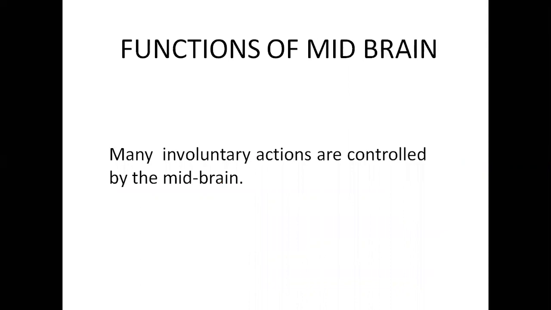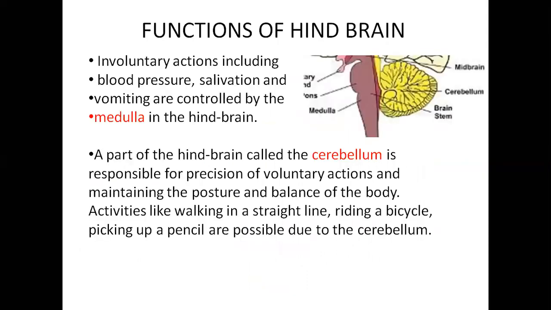Now we come to the midbrain. So the midbrain performs most of the involuntary actions. Involuntary actions mean the actions in our body which are not controlled at our will. Many of these actions are controlled by the midbrain. Now let us come to the hindbrain. Here, as I told you, there are three main parts in the hindbrain: cerebellum, pons, and medulla.